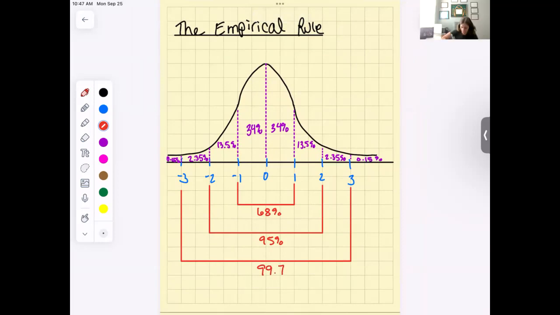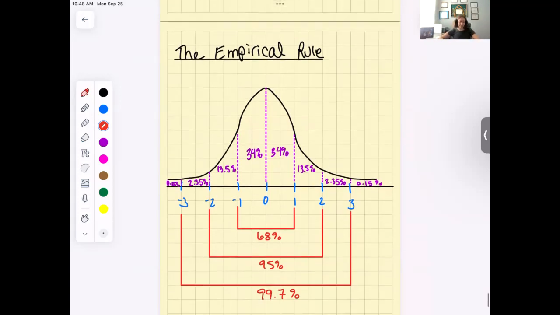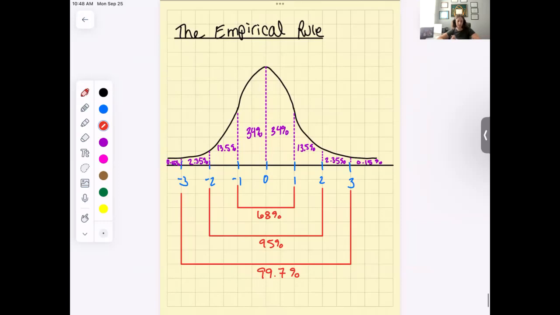99.7%. Very good. Now, you might actually hear someone call it the 68, 95, 99.7 rule. It's just a mouthful, so it's also nicknamed the empirical rule. The reason it's called the empirical rule is that a lot of things in life are actually arranged like this. If you gather enough data, a lot of things will fall under this normal bell curve.